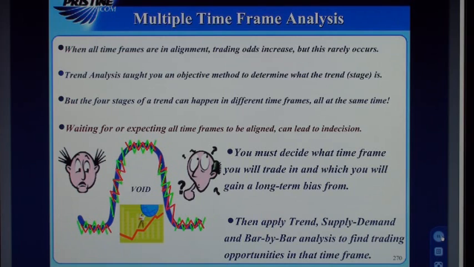When all time frames are in alignment, trading odds will increase. But again, this rarely occurs. Trend analysis that you've learned is an objective method to determine what the stage is. All four stages can happen in different time frames, all at the same time. So waiting or expecting for all those time frames to be in alignment can lead to indecision.